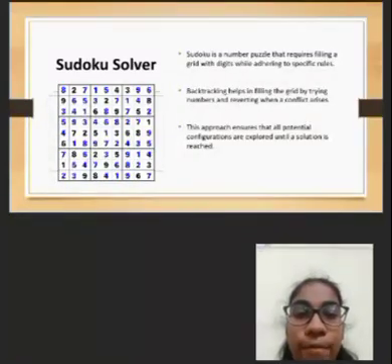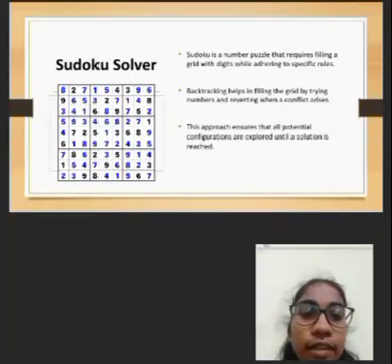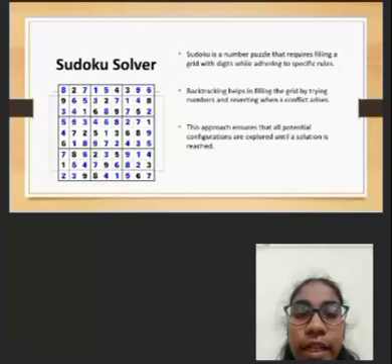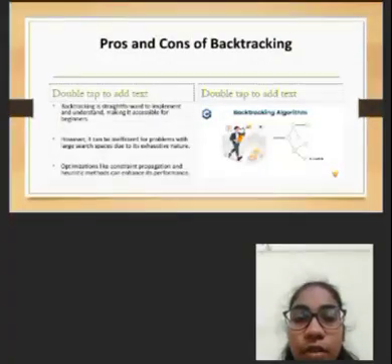Sudoku is a number puzzle that requires filling a grid with digits following specific rules. Backtracking helps in filling the grid by trying numbers and reverting when a conflict arises. This approach ensures that all potential configurations are explored until a solution is reached.